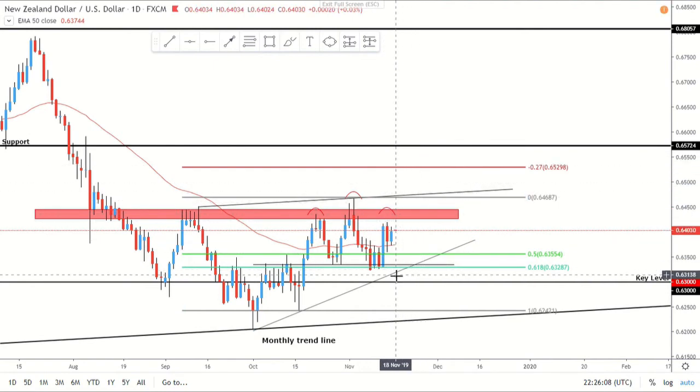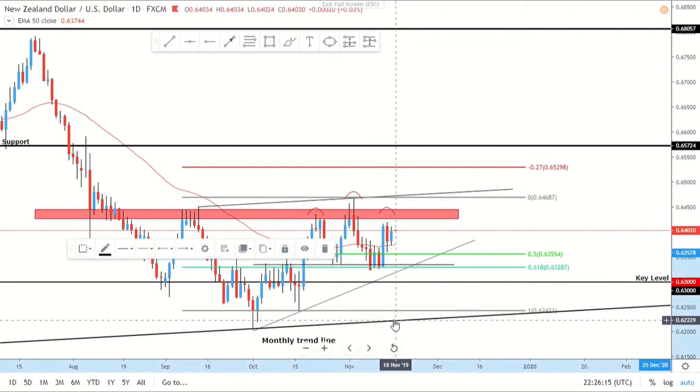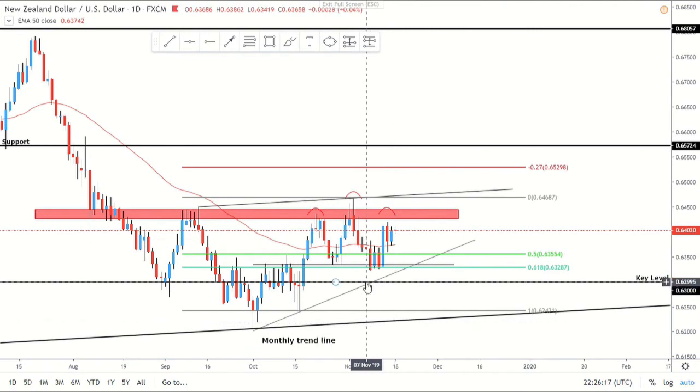Or we could potentially see the right shoulder break the neckline, and then push below and down towards our monthly trend line. Personally, I wouldn't look to take the short. I'd only be looking for longs here.